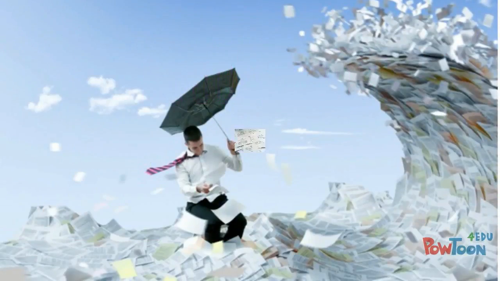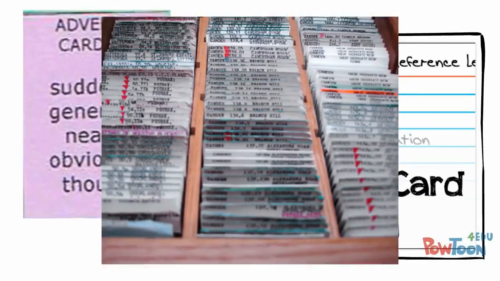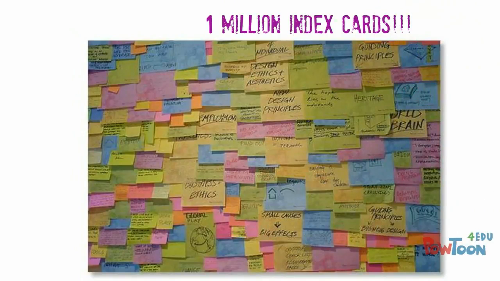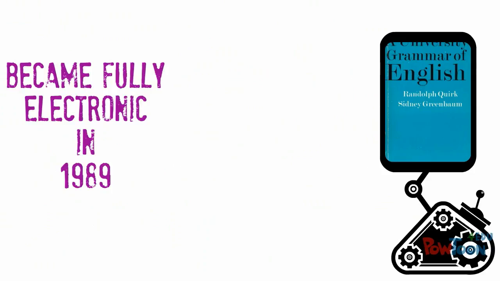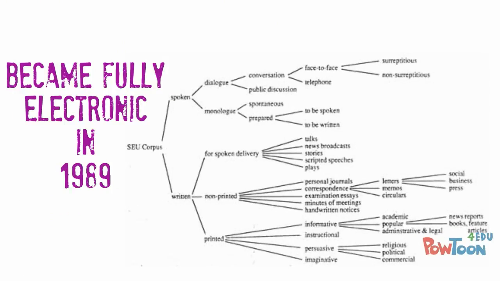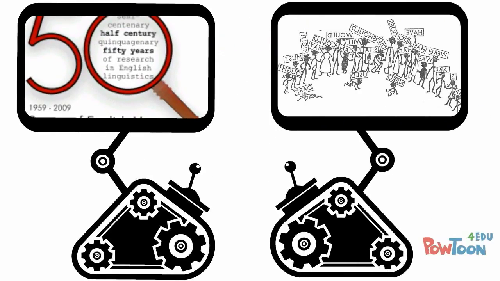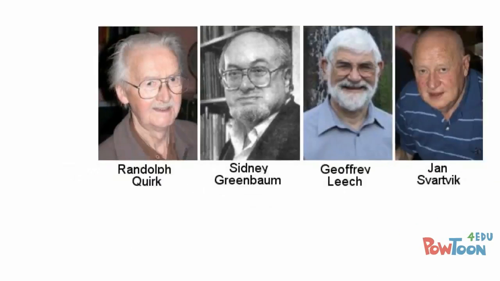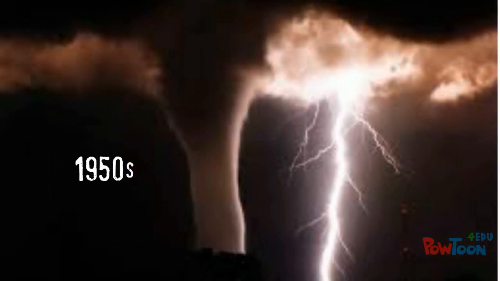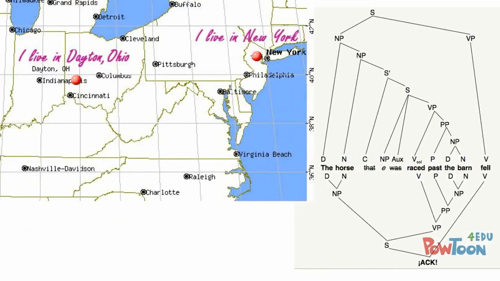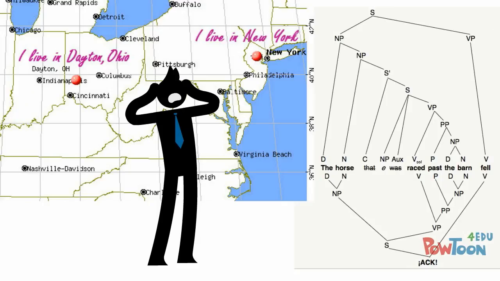It was organized in index cards, and each card contained a word surrounded by 17 lines of text. This amounted to 1 million index cards. Again, huge undertaking. The corpus became fully electronic only in 1989, and the spoken part became known as the London corpus. To this day, it's still used in language research. Despite Quirk's work, corpus linguistics hit kind of a black hole in the 1950s, when generative linguistics came to the spotlight, and the amount of hard work it took to compile corpora was heavily criticized.